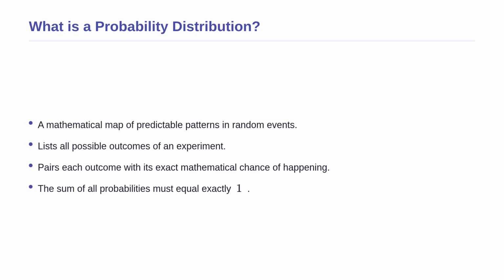Now that we know we are looking for patterns in chaos, let us define what a probability distribution actually is. Think of it as a complete mathematical map or blueprint. It lists every single event that could possibly happen in an experiment and pairs each event with its exact mathematical chance of occurring. A crucial rule here is that if we add up the probabilities of all these possible outcomes, the total must always equal exactly 1. This total of 1 represents absolute certainty that at least one of the outcomes will happen.